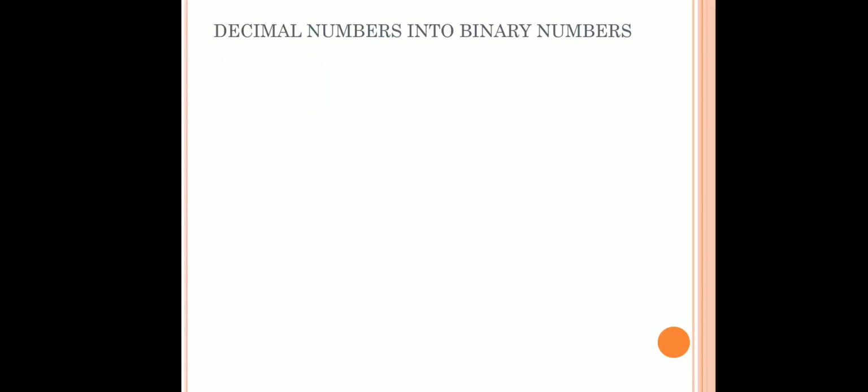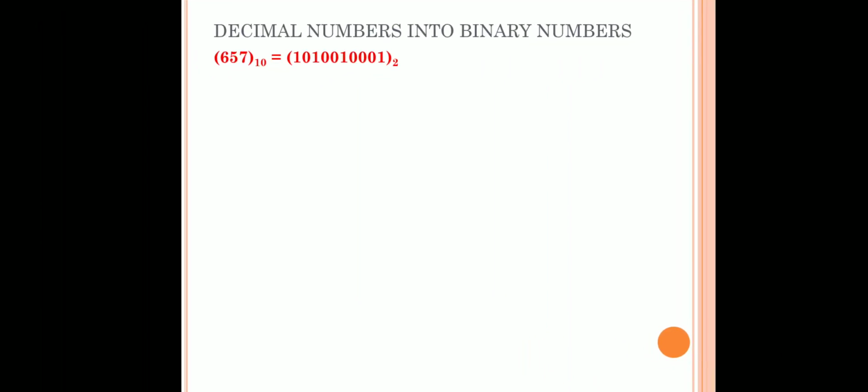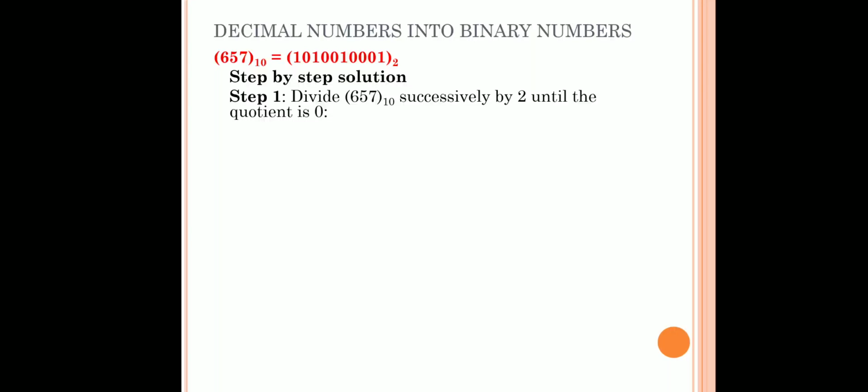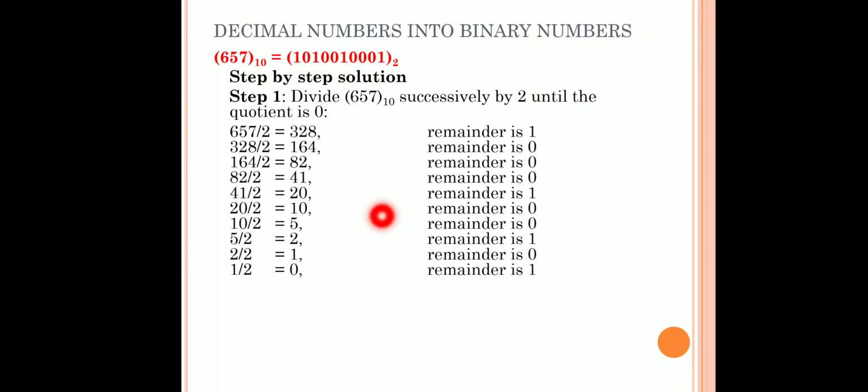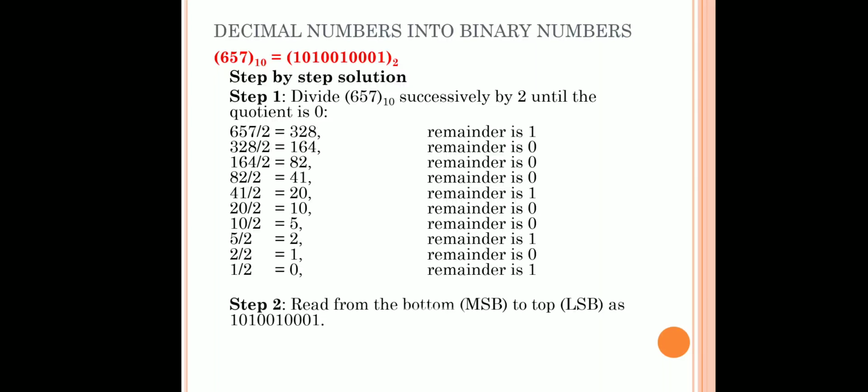The third question was 657 to the base 10, and the binary equivalent is this. In this, you will follow the same process. You will divide the number by 2 repeatedly. In the process I have mentioned here, you will divide it and you will mention the remainders as shown here. Then you will read it from down to top and you will get the answer.